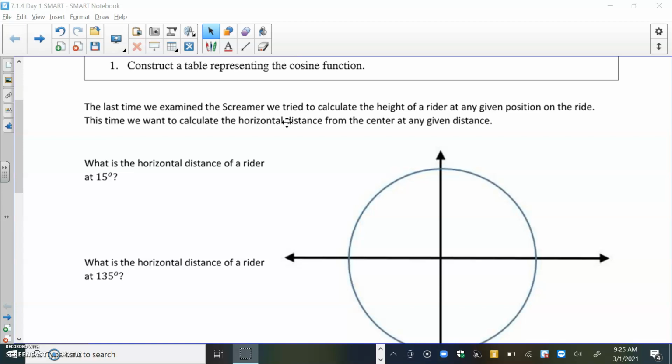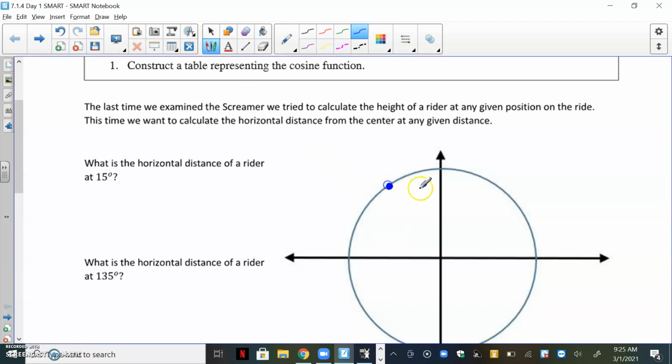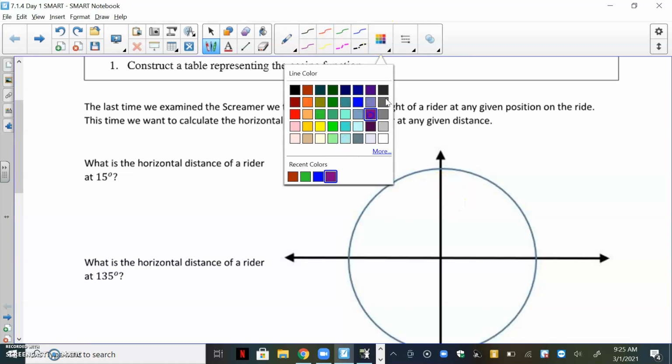So when we did sine, we were trying to calculate the height of a rider of that ride at any given position. So as they move around the wheel, how far are they from the ground? Now, instead of that, we want to calculate the horizontal distance from the center at any given position. So like if I was right here, how far away am I from this center axis? It's always going to be about the distance from the center axis with cosine. So let's take a look at how this is going to work.